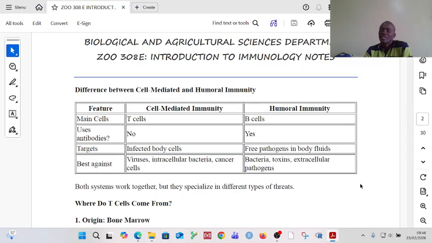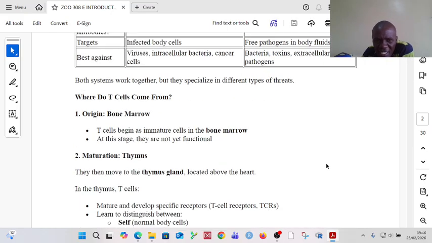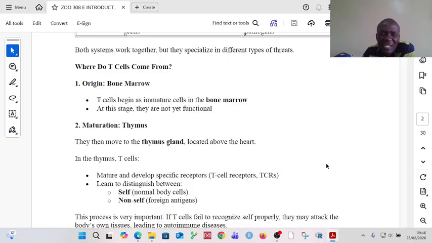Okay? So we've seen that T cells help with the cell-mediated immunity. But where do these T cells come from? So T cells originate from the bone marrow. Okay? They begin as immature cells in the bone marrow. But because they are still immature, it means at that stage within the bone marrow, they are not yet functional. So they need to mature.